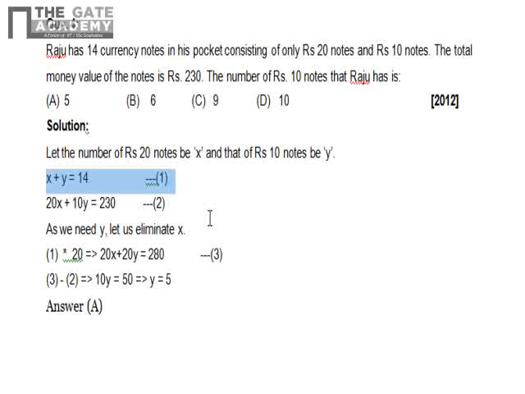Now what we are doing here is converting the word problem into equations. The next is that the total amount is 230. That means 20x plus 10y equals 230. So if you solve this, you'll get y as 5, and the question itself asks for the number of 10 rupees notes, that is y. Then since y is 5, you can directly write the answer as A.